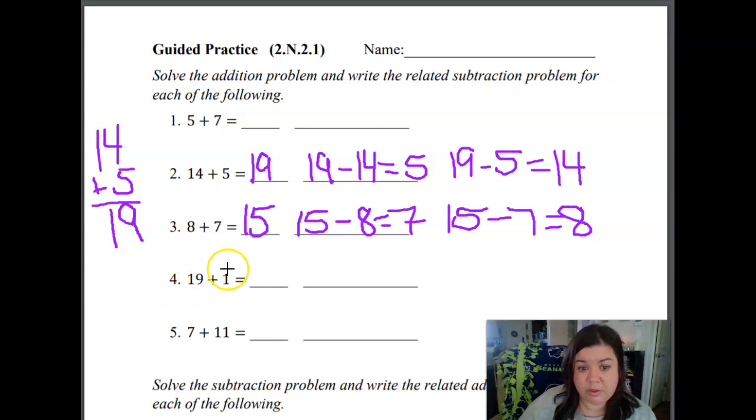Okay, next one's real easy. 19 plus 1. We're just adding 1, so what's the next number up from 19? 20. So do your subtraction problems. Pause the video so you can write your subtraction problems down.